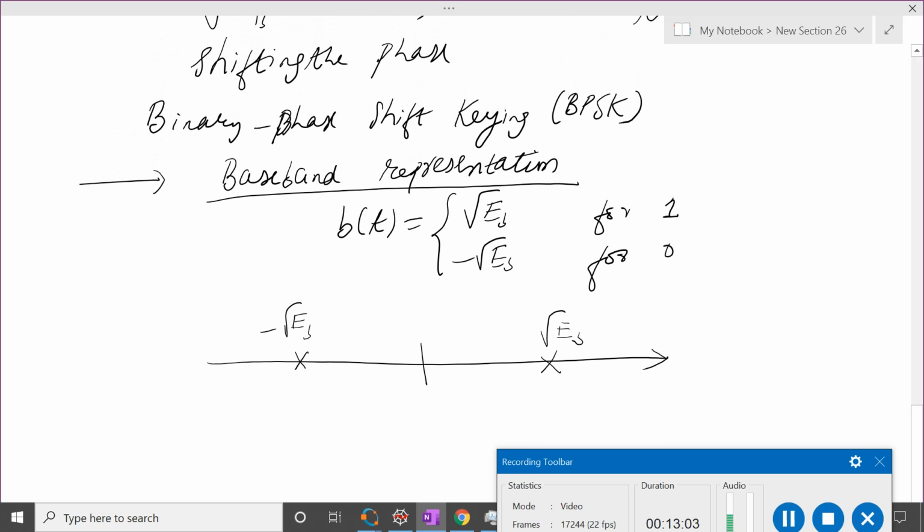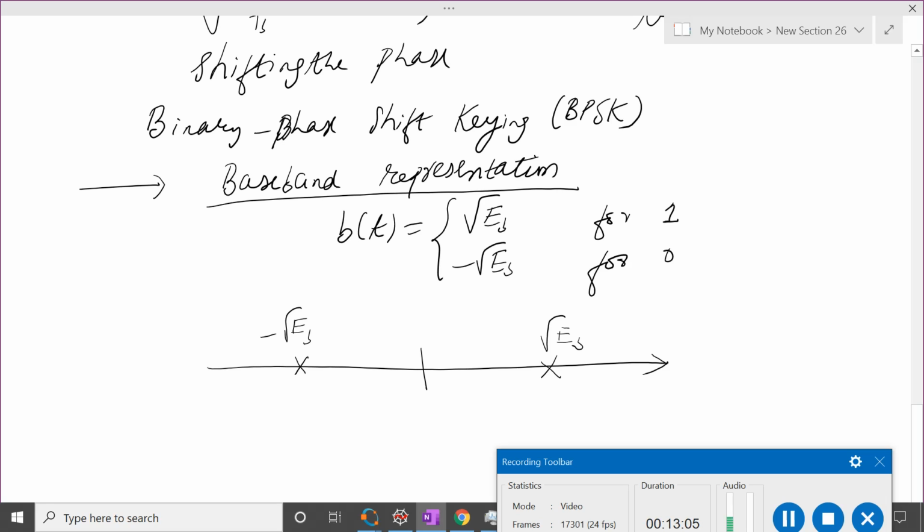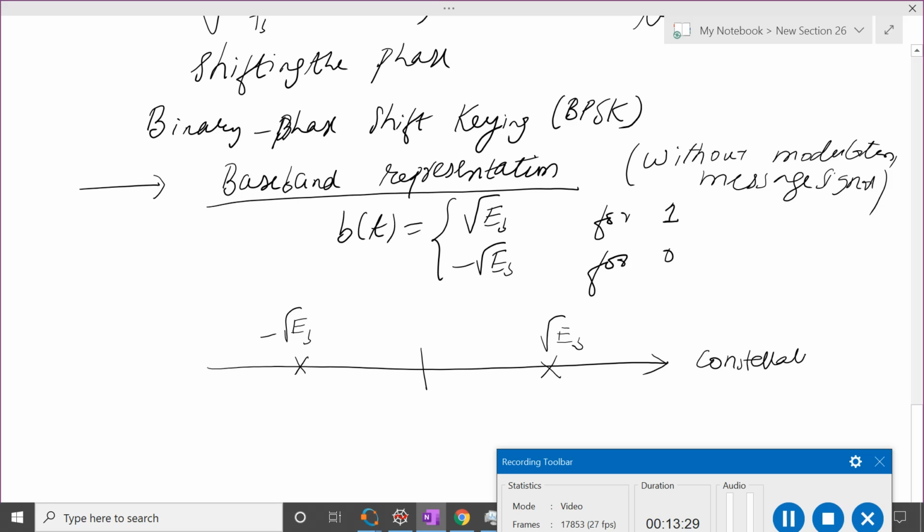Simplest explanation also. And this particular diagram, where we represent the binary symbols in baseband, baseband means without modulation. Again, in simple words, without modulation. Or in other words, baseband is also the message signal before we multiply it with cos or sine. And this diagram is called the constellation diagram. Okay, so this is your BPSK signal.